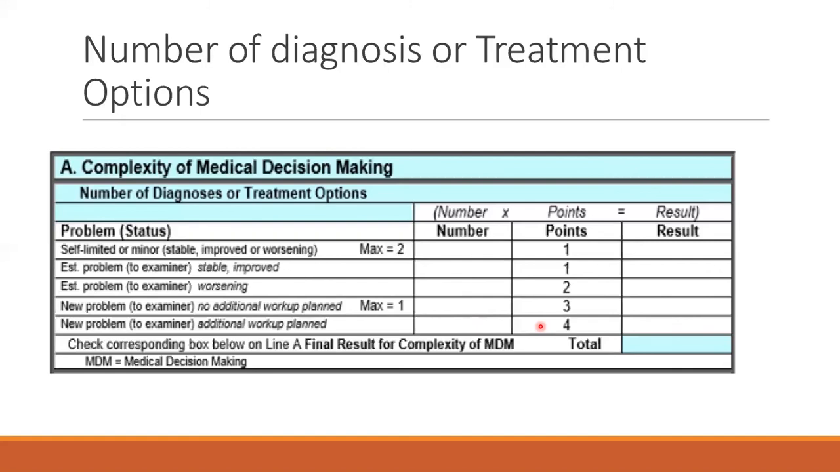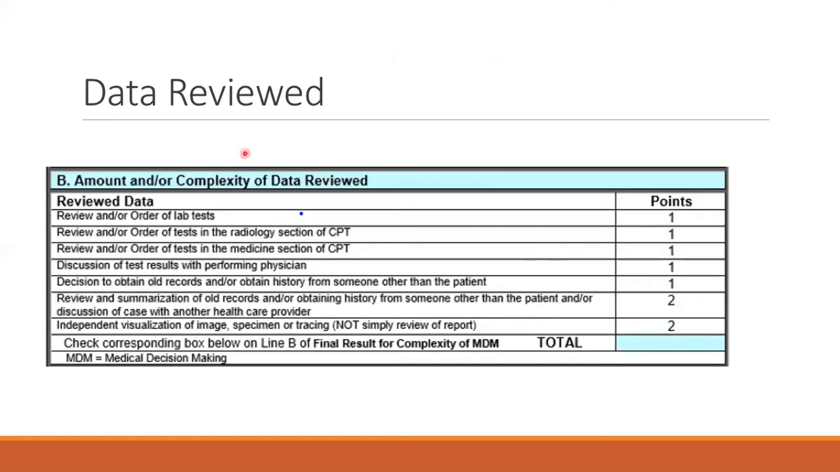The data reviewed, if you're reviewing labs or ordering lab tests, you only get 1 point for those. So you can review 1,000 labs if you want to, or order 1,000 labs if you want to, but regardless, you're only getting 1 point for that. So just be aware of that. I see a lot of times providers will throw pages and pages of labs, but they're still only getting 1 point when it comes to medical decision-making for determining the level of service.